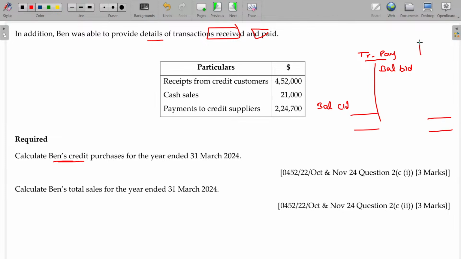Whenever it increases, it should be posted here. If it is decreasing, it is posted here. Any credit sales, credit purchases will increase. Payment and purchase return will be posted here.